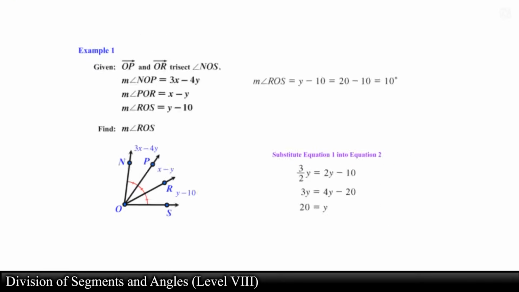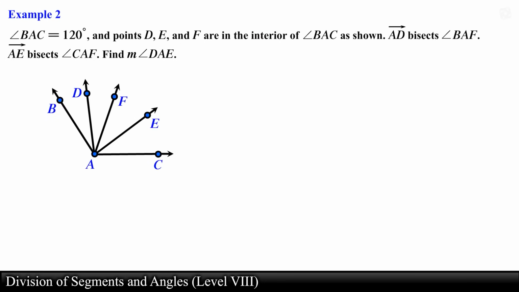Alright, let's end the video series with a final example. Angle BAC is equal to 120 degrees, and points D, E, and F are in the interior of angle BAC, as shown. Ray AD bisects angle BAF. Ray AE bisects angle CAF. Find the measurement of angle DAE.